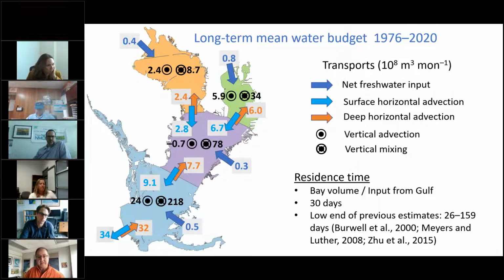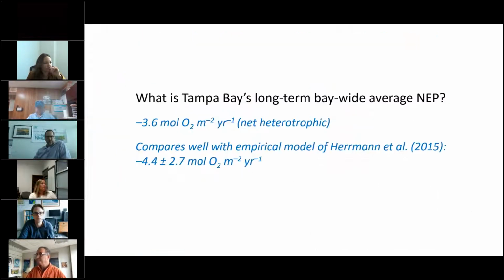We can calculate the residence time of water coming in from the Gulf from this budget, and what we get is about 30 days. So basically the whole system is refreshed with salt water from the ocean every 30 days. And this is called a residence time. It's been estimated by others. Our estimate tends to be at the low end of these previous estimates, which maybe means our advection is at the high end. Our currents are at the high end of previous studies. You can go to the next slide.